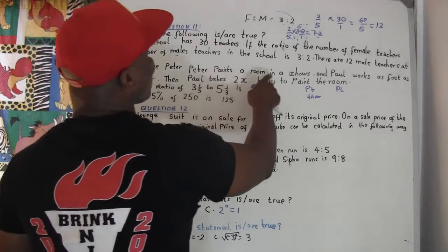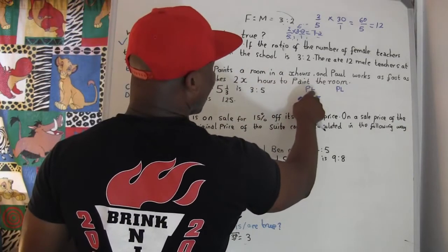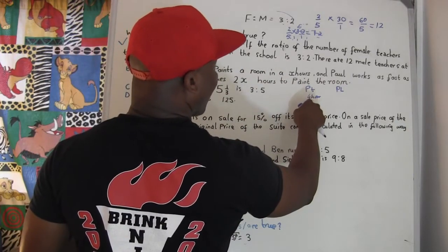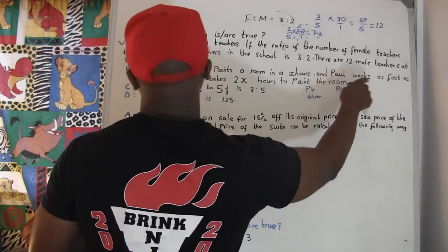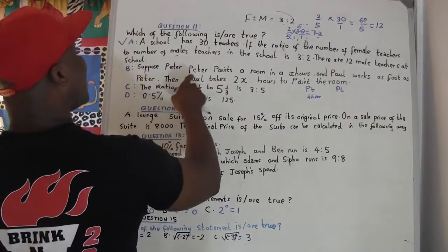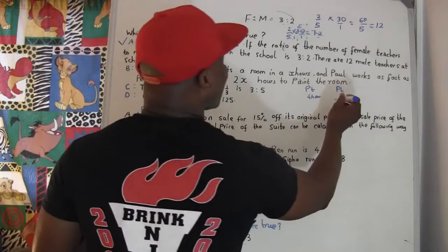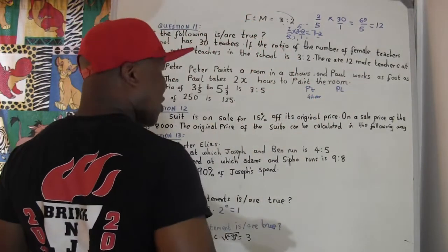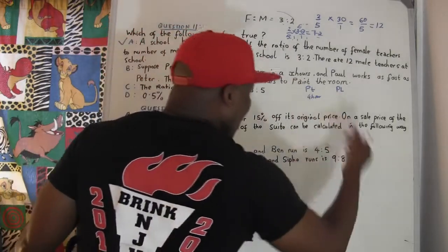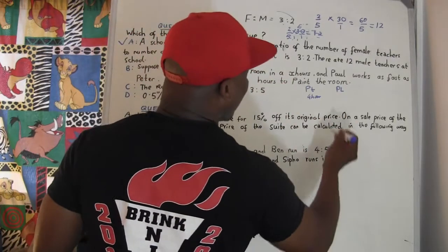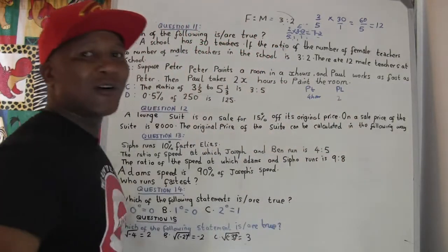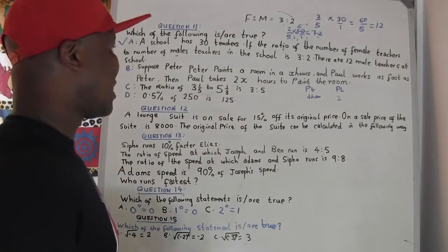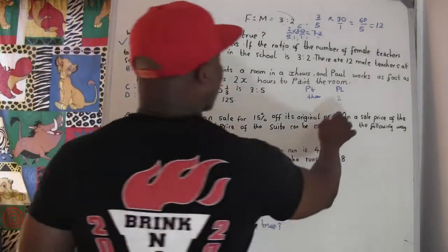Suppose Peter painted a room in X hours. So let's say our X is 4, so 4 hours. Paul works as fast as Peter. So if Paul works as fast as Peter, it means Paul is going to finish in fewer hours. Maybe it might take 2 hours or 3 hours or 1 hour because he's faster. So we know Paul is going to spend fewer hours.